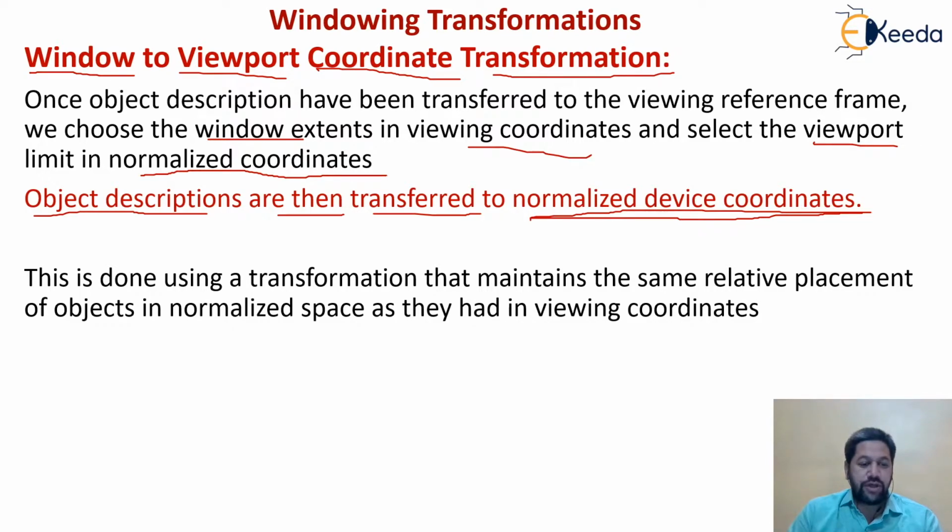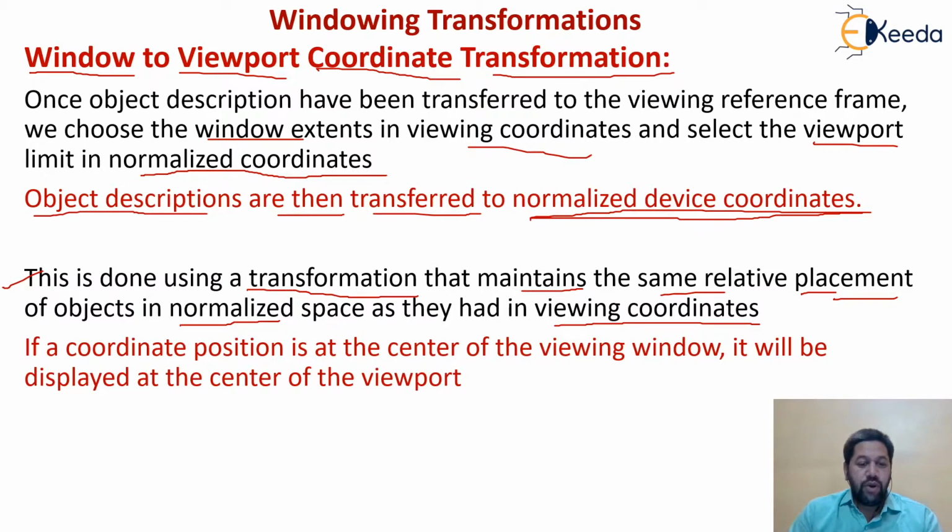Now, how is this done? To achieve this we use a transformation that maintains the same relative placement of objects in normalized space as they had in the viewing coordinates. That is, relative placement relative to the window, and I am displaying it in the viewport, converting it into the viewport.